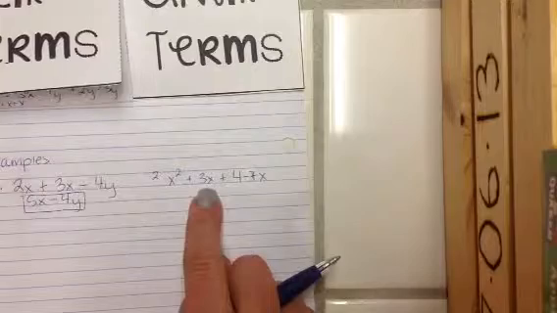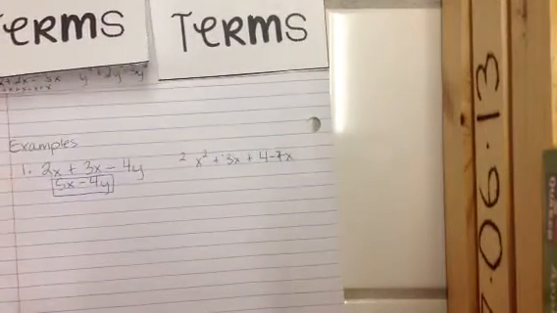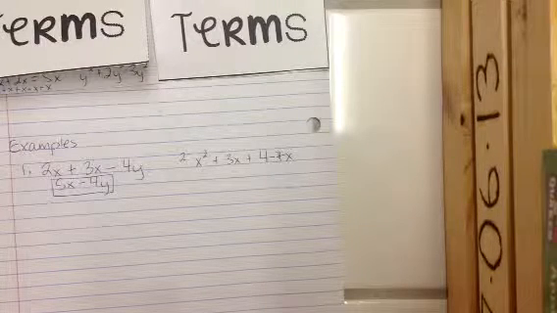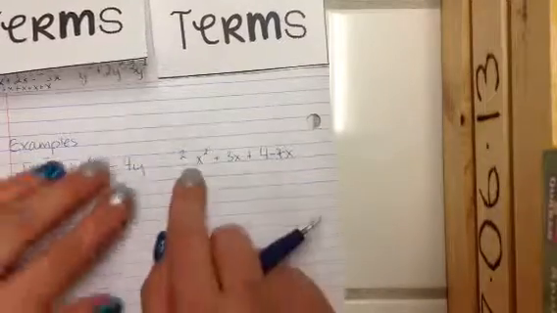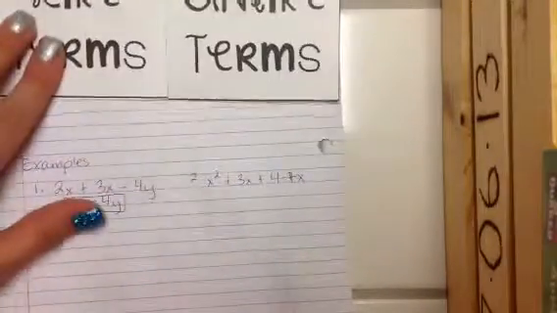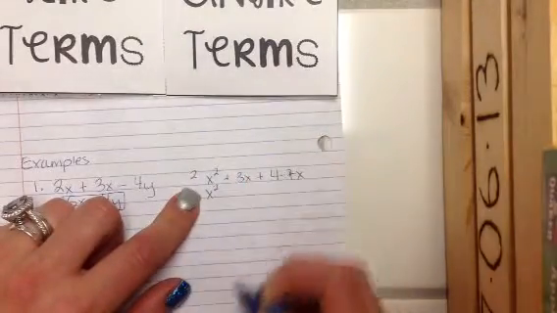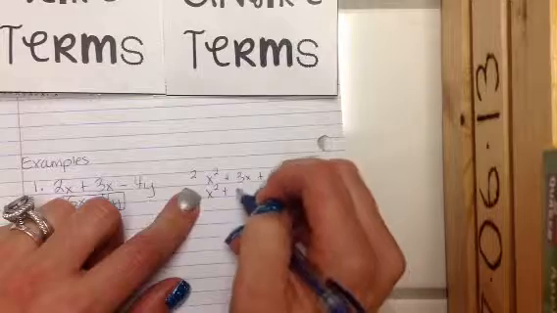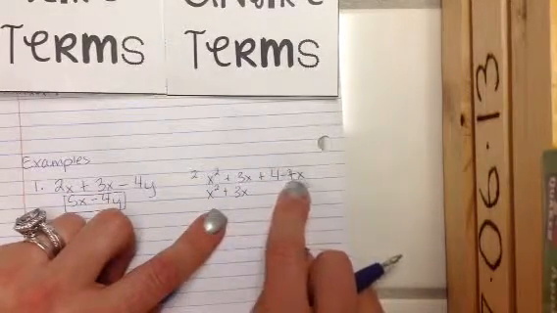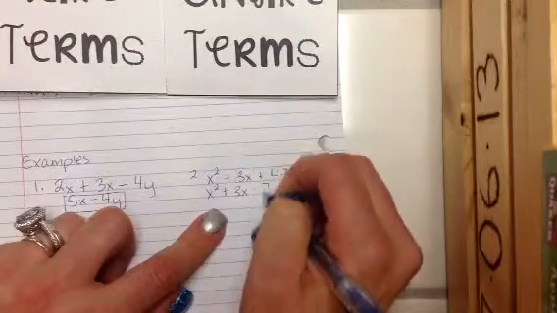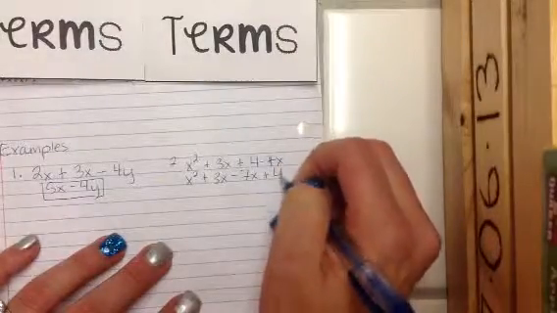X squared plus 3x plus 4 minus 7x. We want to have our first step be that we rewrite the expression so that the similar terms or the like terms are next to each other. There's nothing else like x squared, so we just put down x squared. Plus a positive 3x. Do we have any other x's? Yeah, we have this negative 7x. So we write down negative 7x. And then we continue with our plus 4.